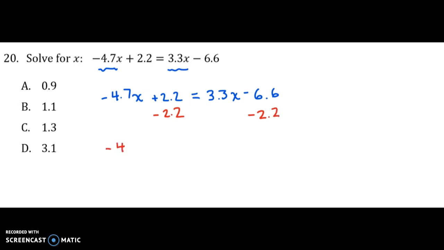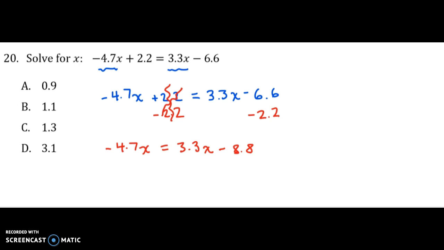So if I do that, I'm left with a negative 4.7x on this side. Those subtracted give me 0. So they're gone. I've got 3.3x here, and I've got a negative 6.6 minus 2.2, so that's a negative 8.8. From there, what I'd like to do now is get all of the x terms on one side as well.